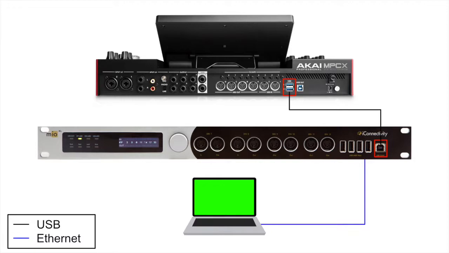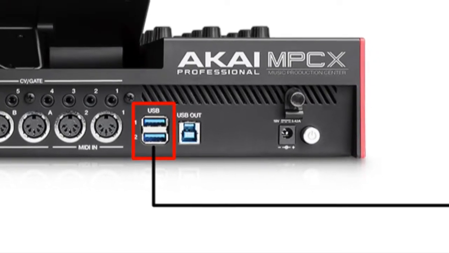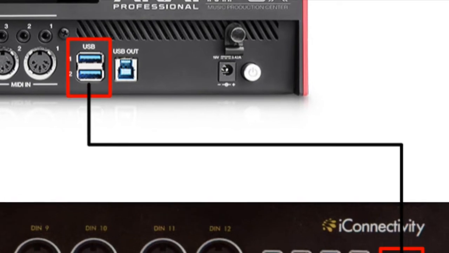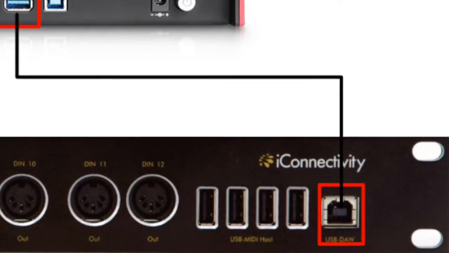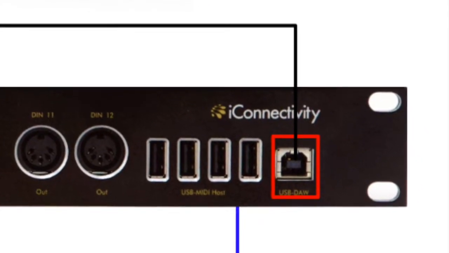If you're running Ethernet, you can run it from the MPC-X from another room or the other side of the room over Ethernet to your computer. So what you'll do is you'll use the USB-A port on the back of your MPC-X, and then you'll run a standard USB-A to USB-B cable to the USB-B DAW port on the front of the MioXL. And that's how you're physically going to connect the MPC-X to the MioXL.